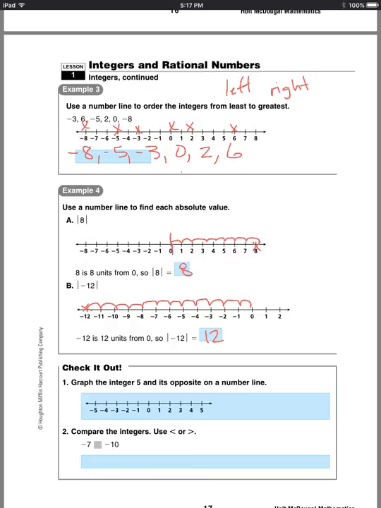So you have 2 check it out problems. Those should go super fast, like 30 seconds fast. And you should be done with those.